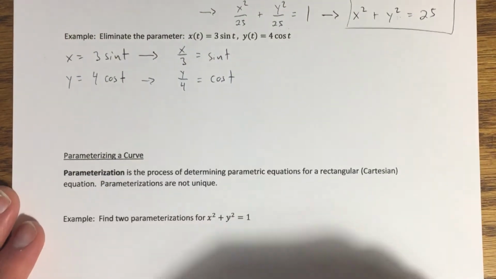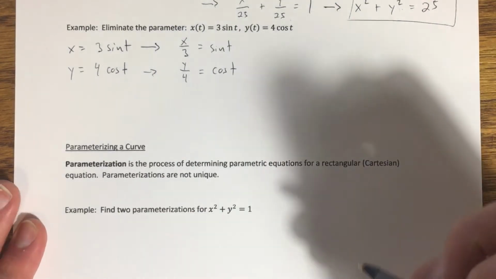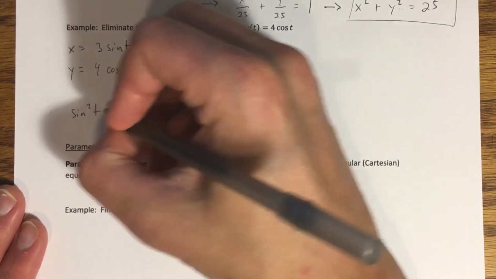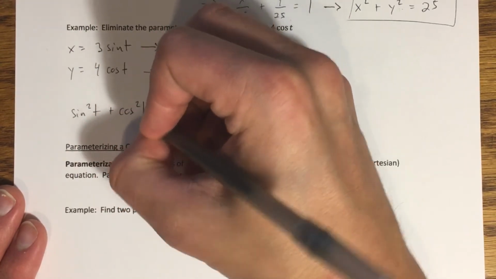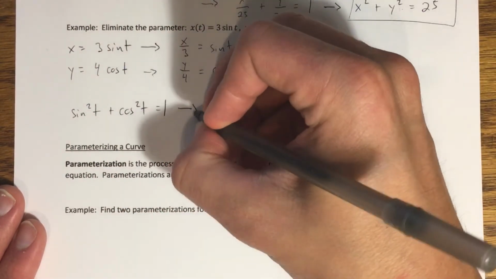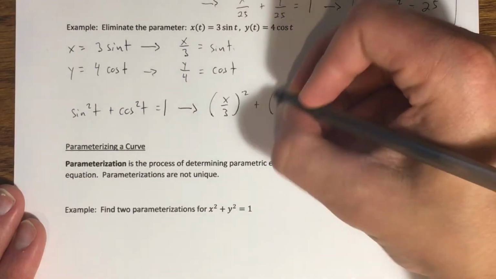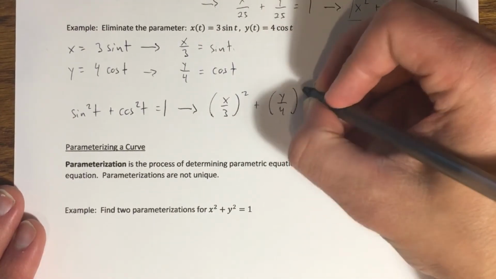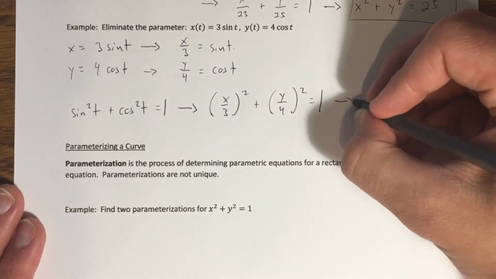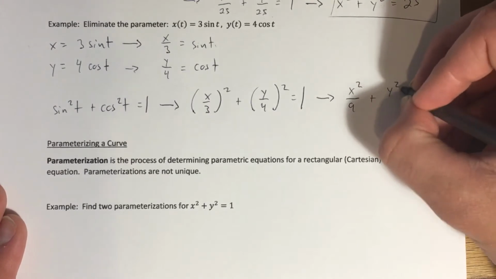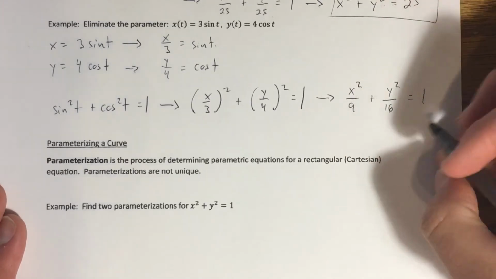Now I want to use my Pythagorean identity to eliminate the parameter, because sine squared of t plus cosine squared of t is equal to 1. In this case, that's the same as saying x over 3 squared plus y over 4 squared equals 1, which can be written as x squared over 9 plus y squared over 16 equals 1.